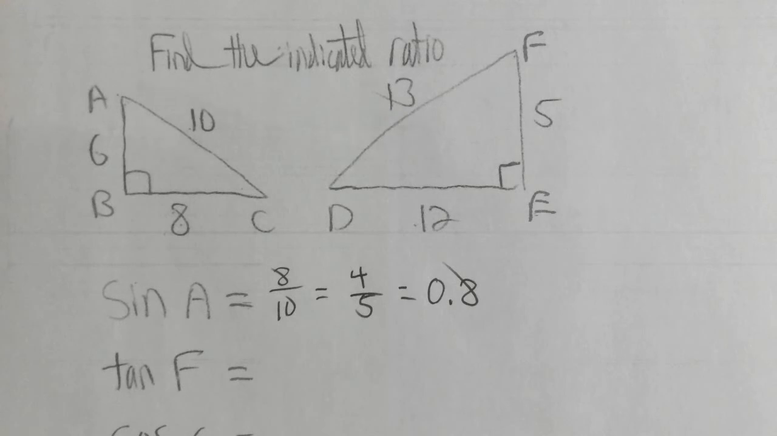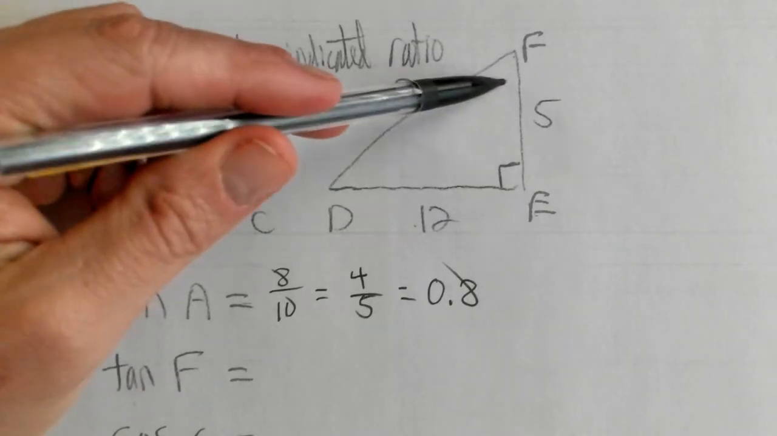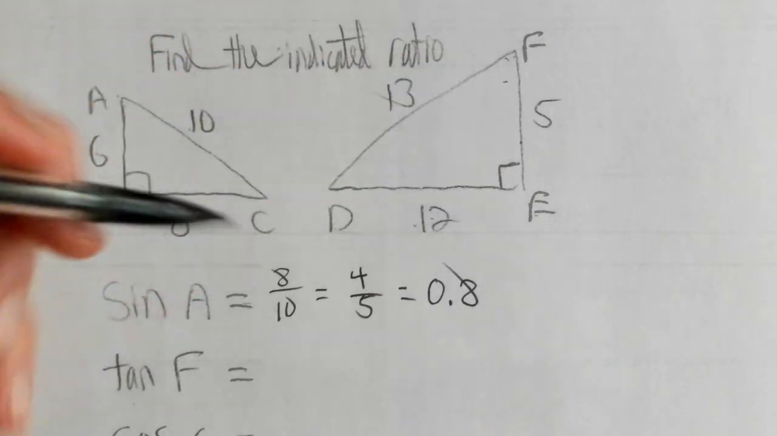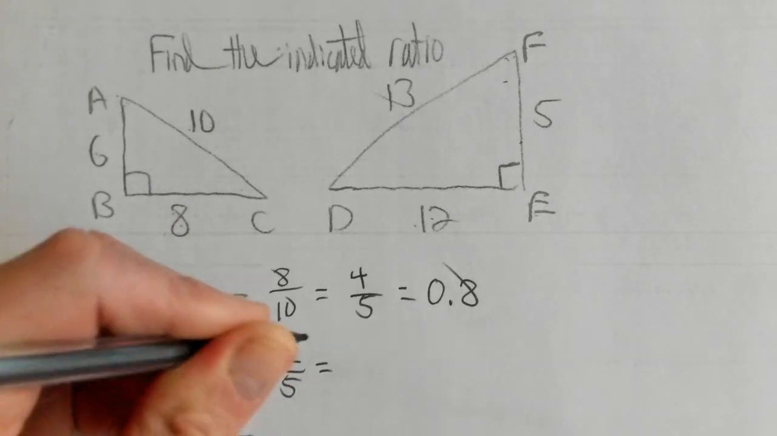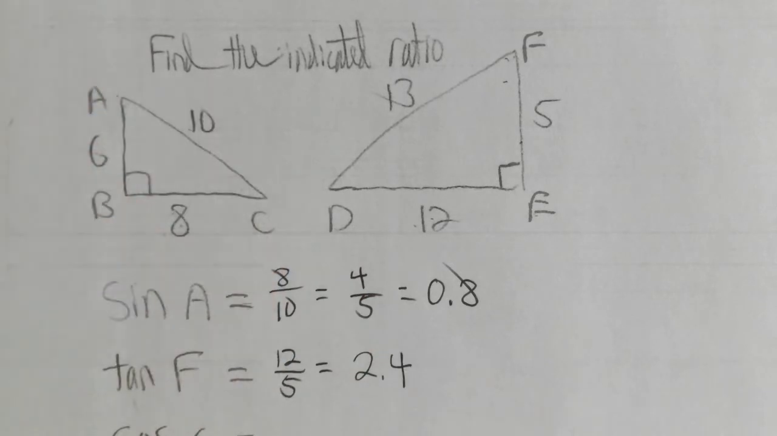Let me see here. What else we got? We want the tangent of F. All right, so F is here. Okay, tangent is opposite over adjacent. So the opposite is 12. The adjacent is 5. We can write that as 2.4. All right.